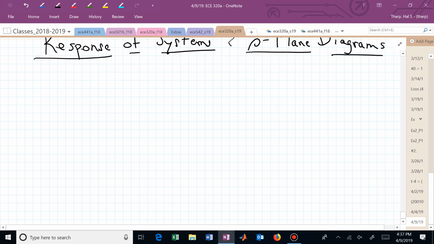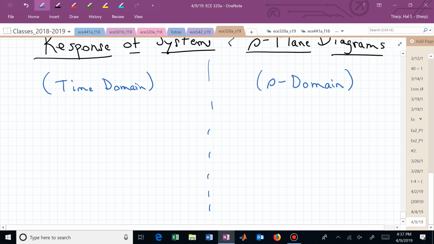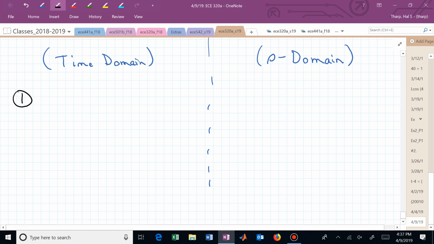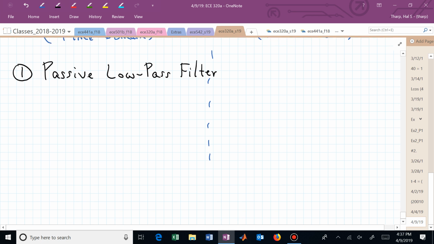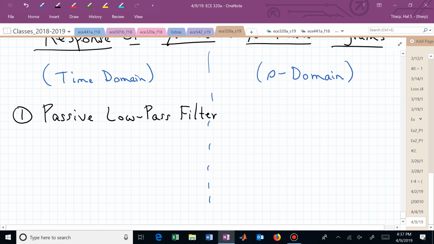All right, so let's look at this. We have our time domain column, and we also have our frequency domain, or S domain. Suppose we start basic. What if we look at this passive low-pass filter? That was transfer function number 1. What did it look like in the S domain? What was its transfer function? What was H sub 1 of S?